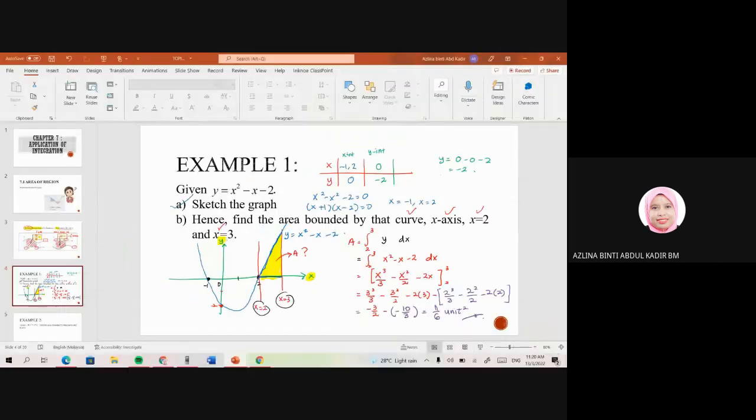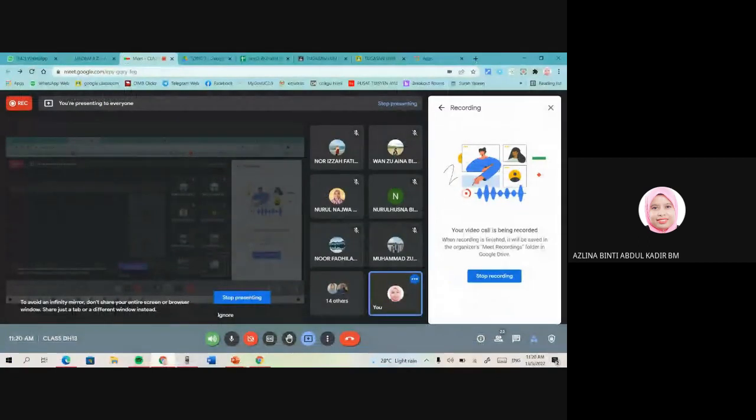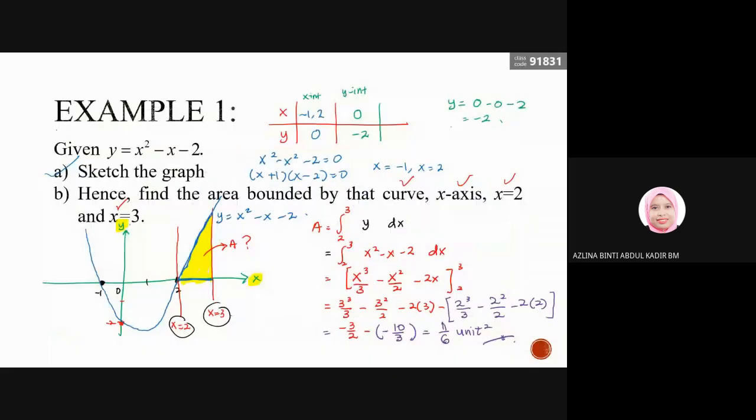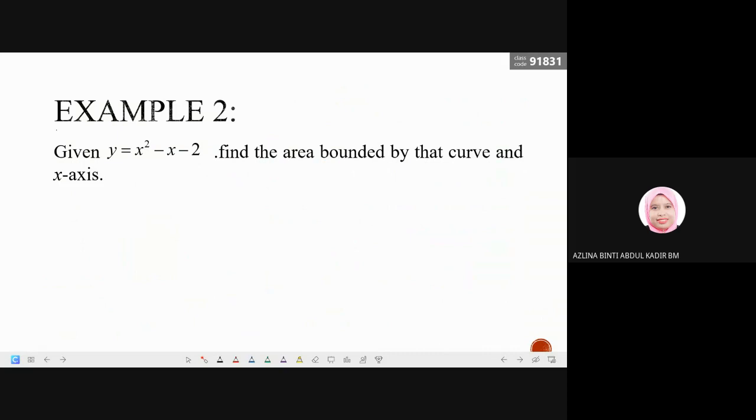Next example. Example 2. Given y is equals to x squared minus x minus 2. Find the area bounded by that curve and x-axis. Okay. The same equation as before. Just the same equation. First, if you want to sketch the graph, the steps are the same as before. You find the x-intercept, y-intercept, and sketch. Right? Okay, then we don't need to find them because it's the same equation.